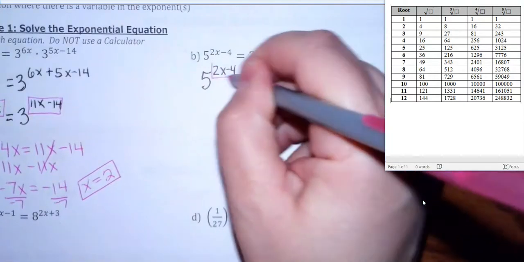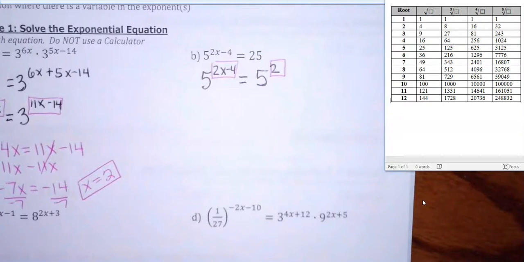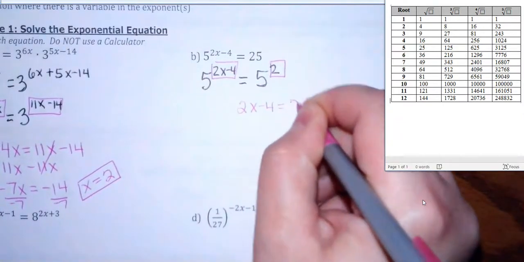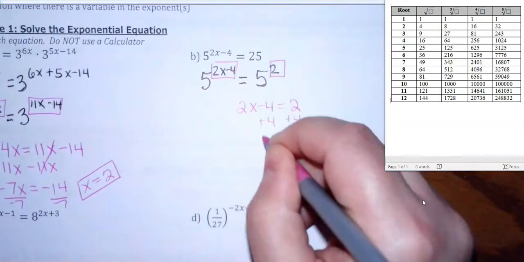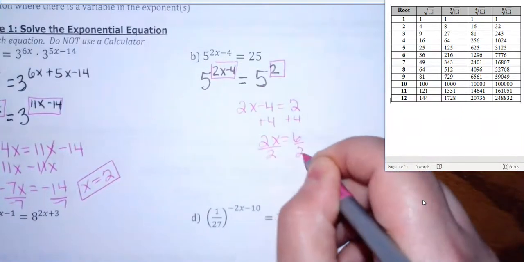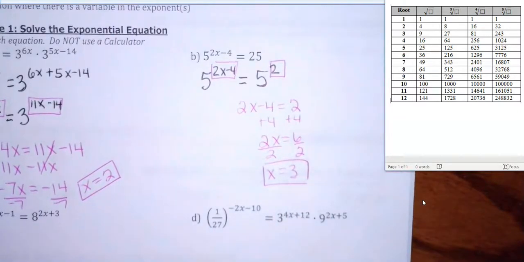And so that forces the exponents to be equal to each other. So all we have to do is 2x minus 4 equals 2. Solve that little equation. I'm going to add 4. I'm going to get 2x is equal to 6. We'll divide by 2, and then x will end up being 3. But to do that, I have to first make the two sides have a matching base, and then I can set the exponents equal to each other.